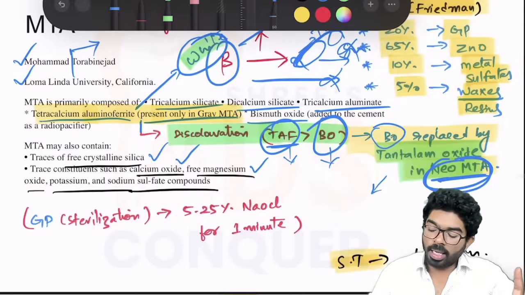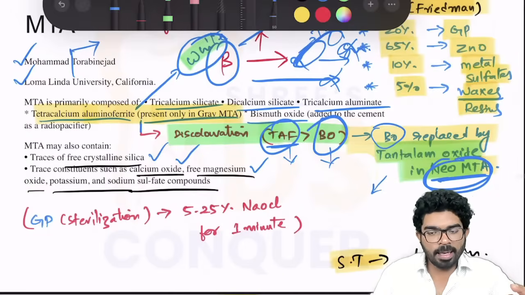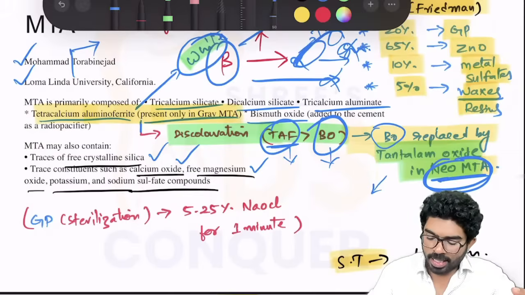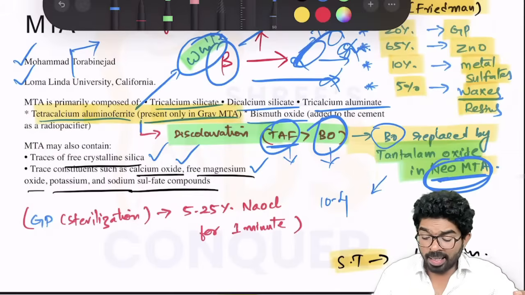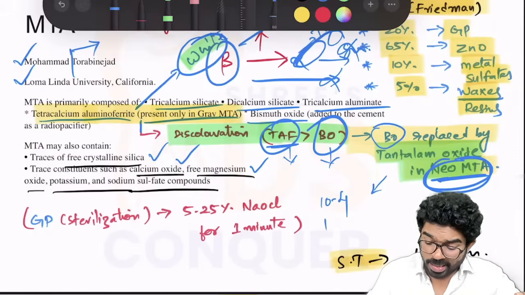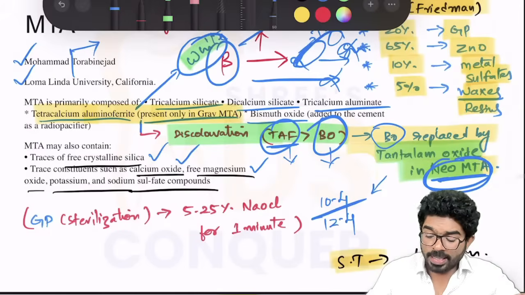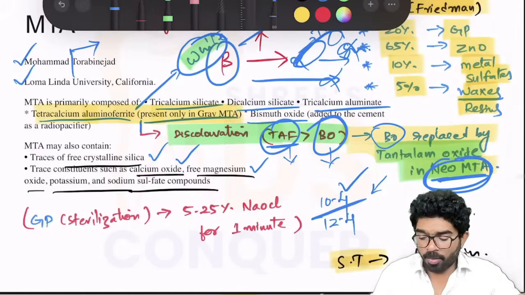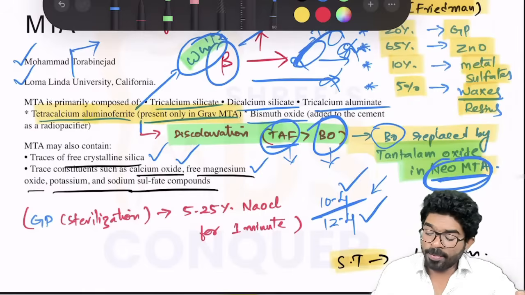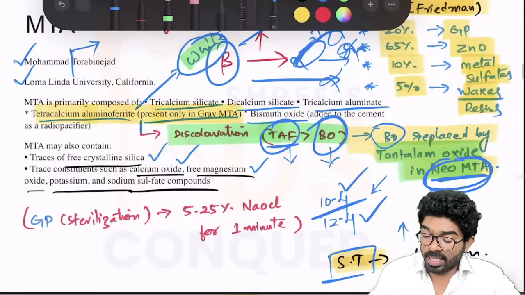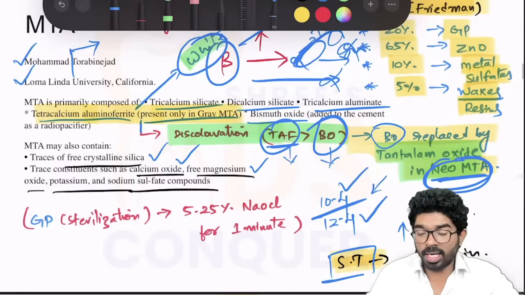Okay, right? And we have already discussed the freshly prepared pH of MTA, that is 10.4, which is highly alkaline. And total set, it is 12.4. Initial setting pH is 10.4, final setting pH is 12.4. Both are highly alkaline. The setting time is 165 minutes. It has a long setting time. That's one of the biggest disadvantages of MTA.